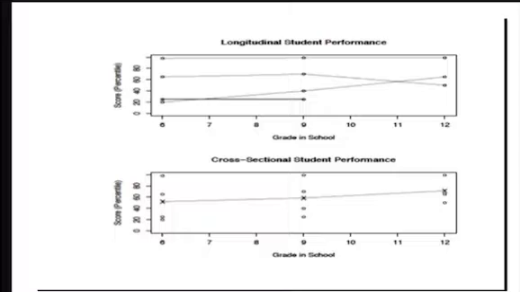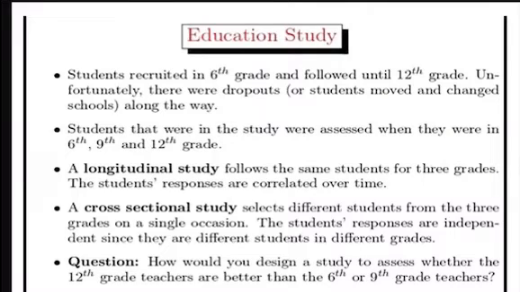Okay, don't forget, if you go back, I explained here, look at what I call longitudinal. When you follow the same students for 3 grades, don't forget, 6th grade, 9th grade, 12th grade. Does that make sense now? That's what we call longitudinal. But what about a cross-sectional?